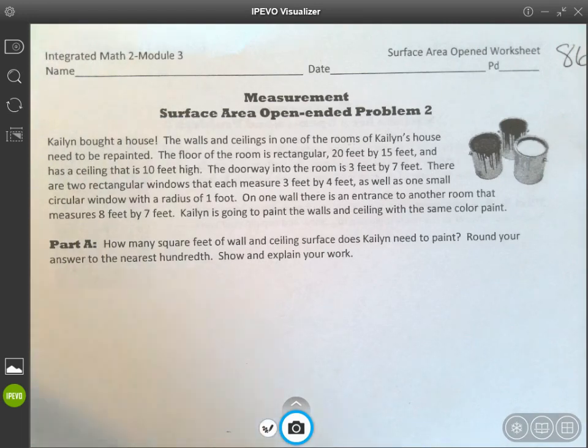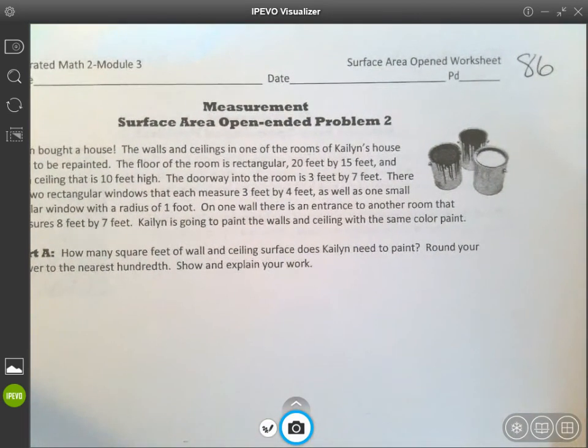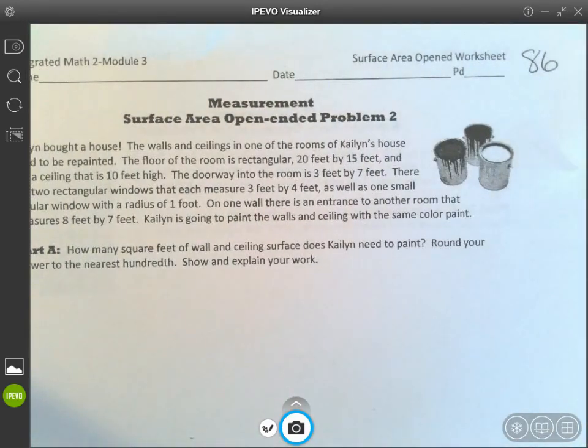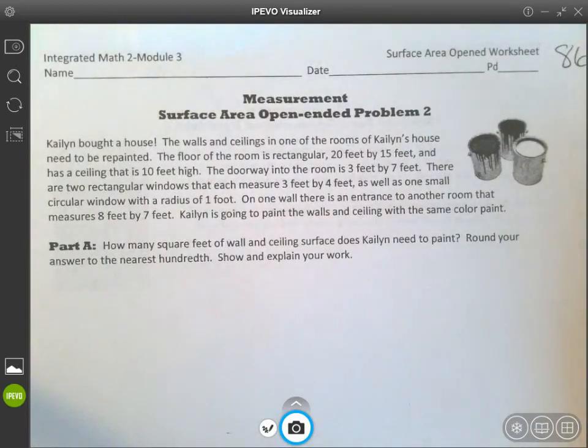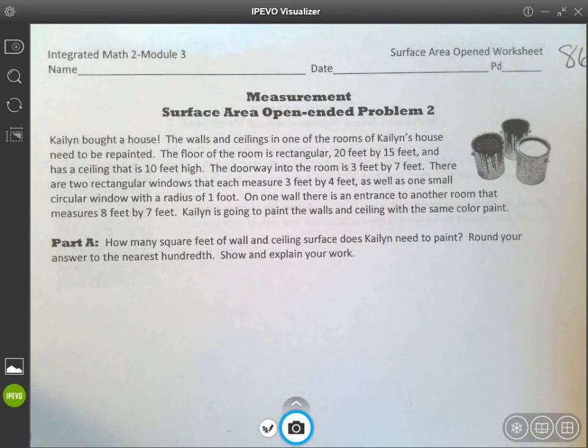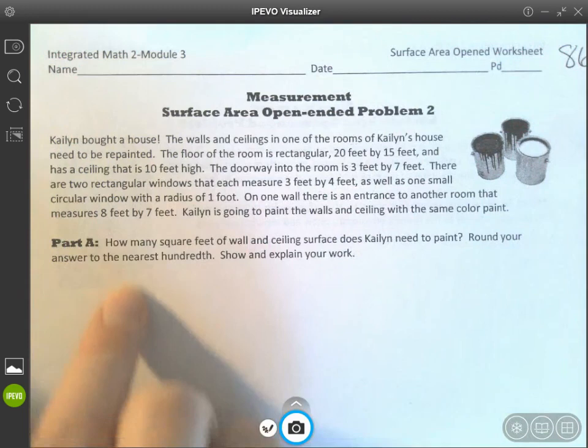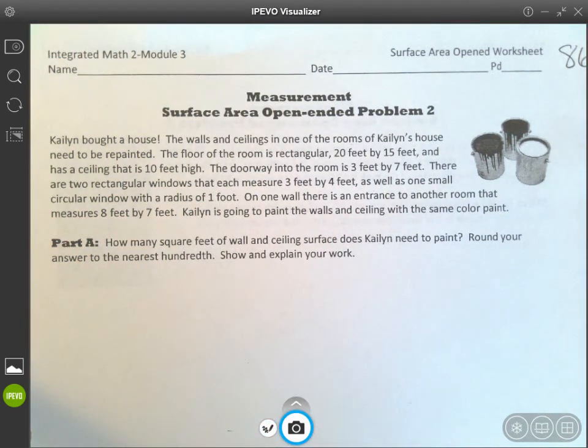All right, so we're looking at page 86 today, and it's the surface area open-ended problem. This is the second one. You had a worksheet before that had the word problem about, I think, the fish pond in it and something else. So they are painting, the walls and ceilings in one room of the house need to be painted.